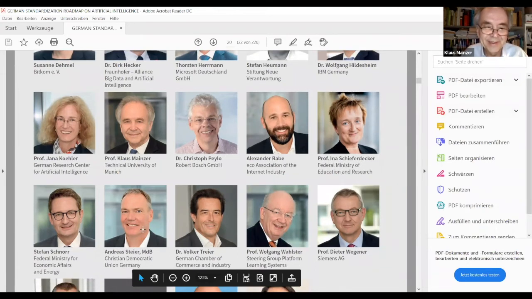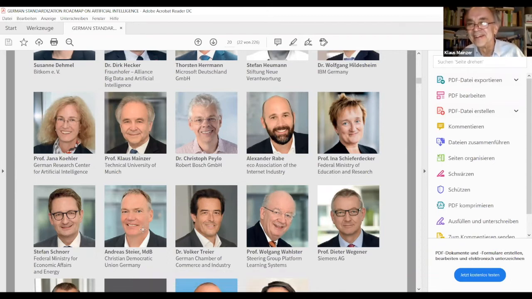the Ministry of Economic Affairs and Energy. That guy was a member of our steering group as representative of the parliament because Andreas Steyer is the only engineer of the German parliament. It is unbelievable, but it is true.